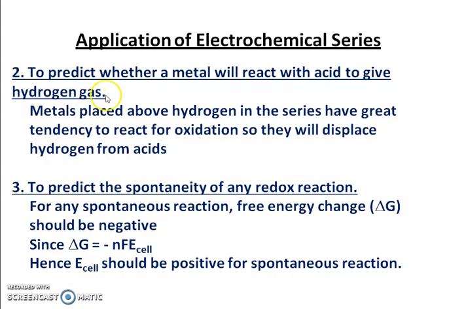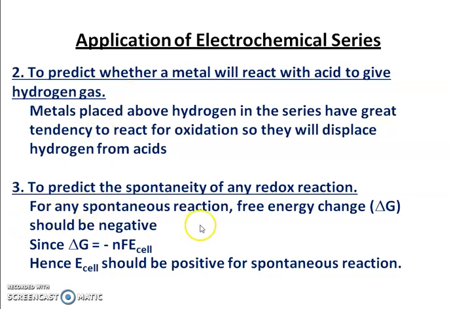The second application is that we can predict whether a metal will react with an acid to give hydrogen gas. That means the metals which are placed above hydrogen in the electrochemical series have a greater tendency to get oxidized. So that means they will displace hydrogen more strongly from the acids.